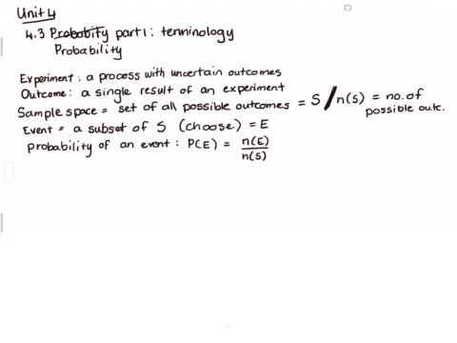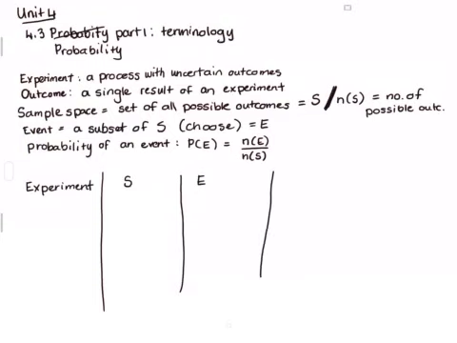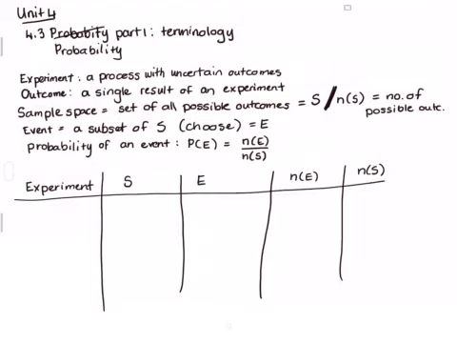Right, let us do a nice example here where we show how to write them. This is going to be my experiment. This is going to be my sample space. Then I'm going to choose some or other event. Then I'm going to see how many possible outcomes there are in this event, and I'm going to see how many possible outcomes in the sample space.